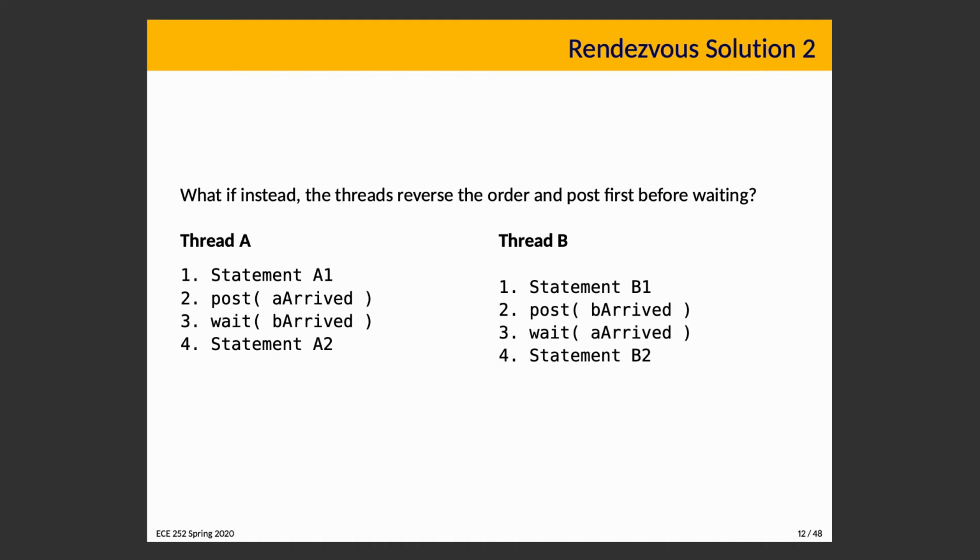Okay, so what if instead the threads reverse their statements of wait and post, and so they post first before they wait. So thread A does statement A1, then posts its arrival, then waits for B to arrive, then we have statement A2, and thread B, again, is analogous: statement B1, then post B arrived, then wait A arrived. How about that? Does this fix the problem, improve the situation?